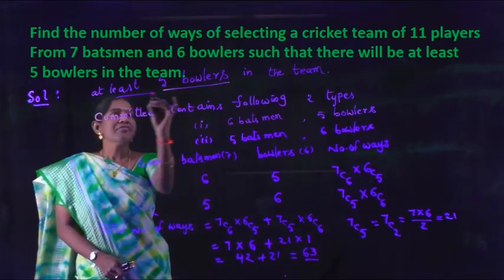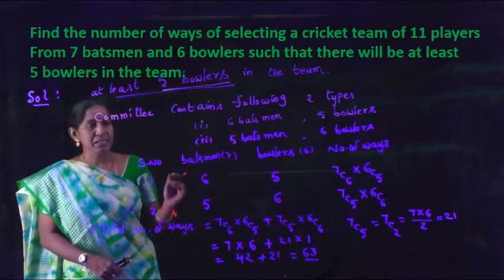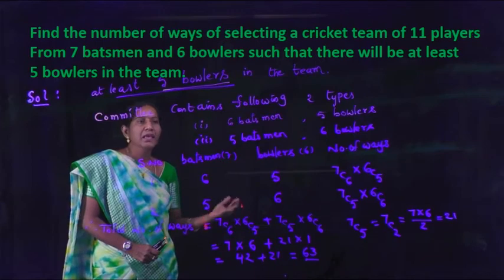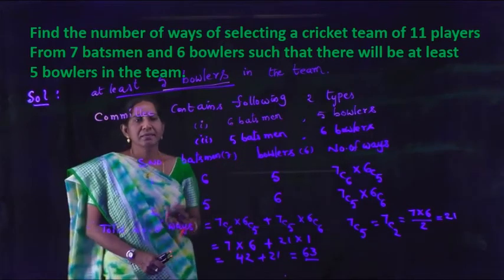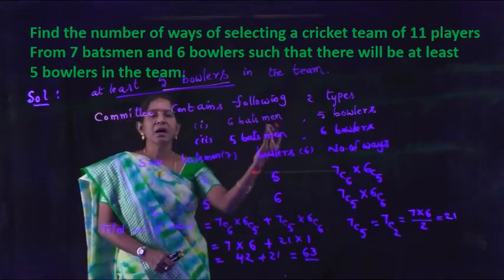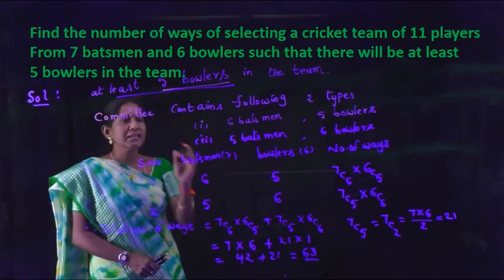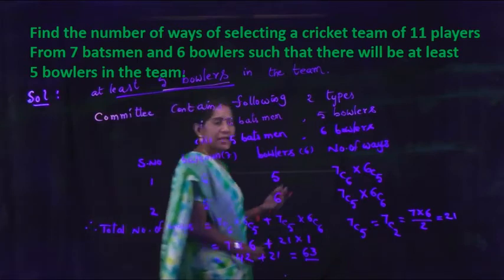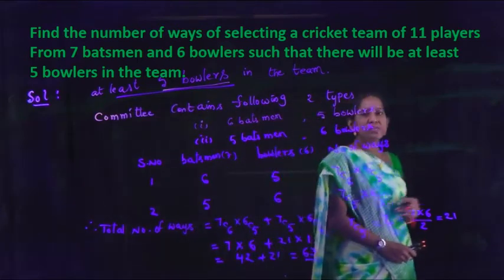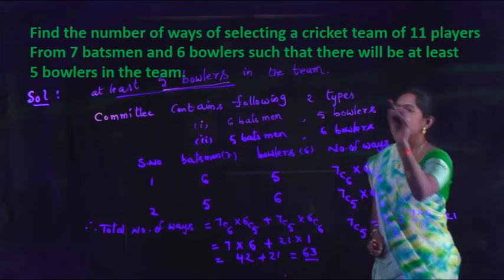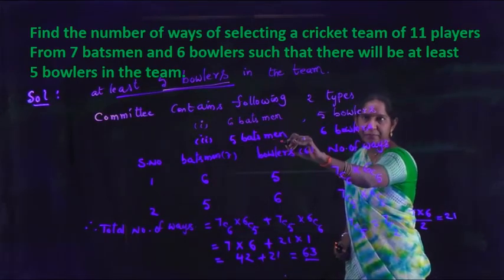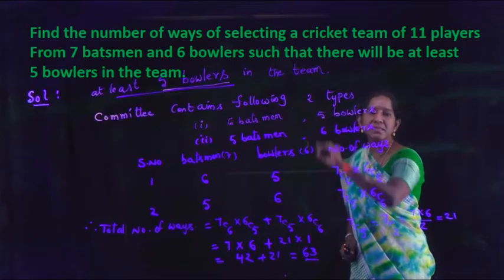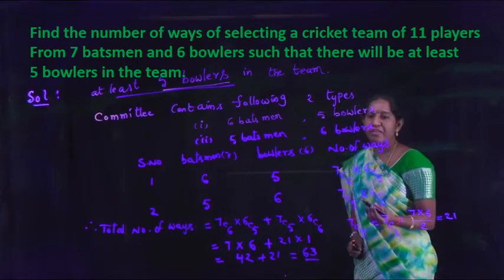At least 5 bowlers. That means select 5 or more. 5 or more means here we have 6 bowlers. That's why select 5 bowlers or 6 bowlers. So the team contains these two types. We have to form a cricket team of 11 players. Suppose we take 6 bowlers, then we can take 5 batsmen. Suppose we take 5 bowlers, then batsmen will be 6 only. Therefore the number of ways is like this.